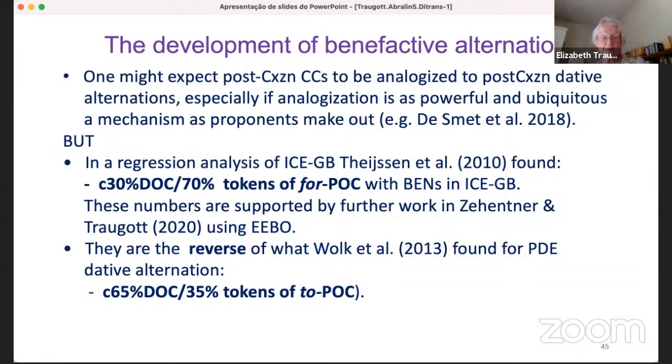In a regression analysis of ICE-GB, that's the International Corpus of English for Great Britain, Tyson et al. 2010 found 30% DOC and 70% for-POC with benefactives. And these numbers are supported by work that I did with Eva Zehentner using EEBO. They are the reverse of what Bresnan et al. found for present-day English dative alternation. I put them there so you can see. But they really are the reverse. So for dative alternation, you get 65% DOC, 35% to-POC, which is almost exactly the opposite of 30% DOC and 70% for-POC, the benefactives.